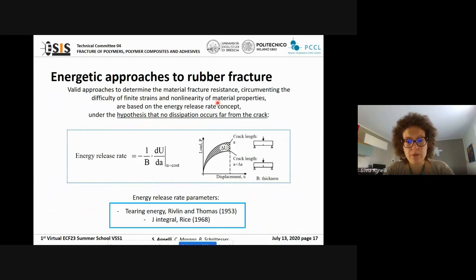These approaches aim at measuring the energy release rate, which is the energy spent per unit of new fracture surface. The working hypothesis is that dissipation is limited to a very small region at the notch tip. If this is not the case, then the material response cannot be separated from the structural response. Historically, two parameters were independently developed, the tearing energy on one side and the J integral on the other side. But until the hypothesis of limited dissipation is fulfilled, these two parameters give the same result.